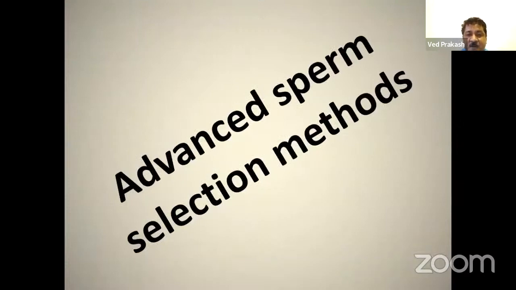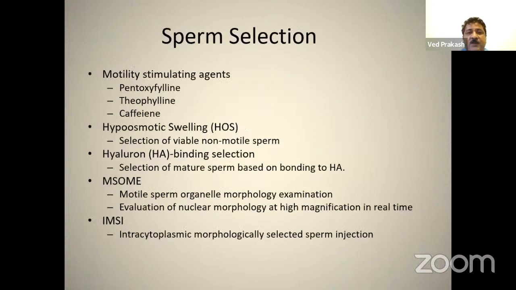So how do we select sperm? There are advanced techniques. For sperm selection we use motility stimulating agents like pentoxifylline, theophylline, and caffeine. Now most centers are using theophylline because a ready-to-use medium is available. If theophylline is not available, then we use the hypoosmotic swelling test, and on that basis we can select the sperm. And to check whether sperm are mature or not, we have the selection method of hyaluronan binding selection. And in motile sperm, if morphology is very bad, then we can use even the IMSI system and the MSOME system.